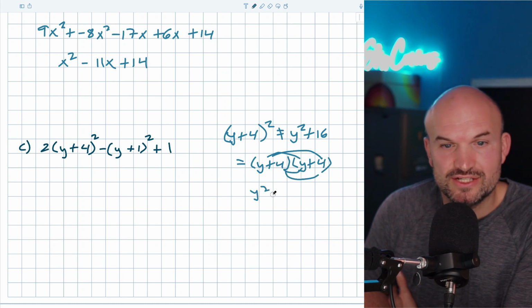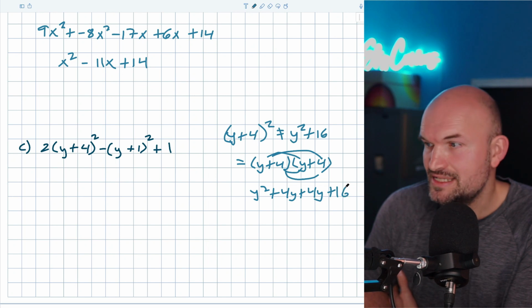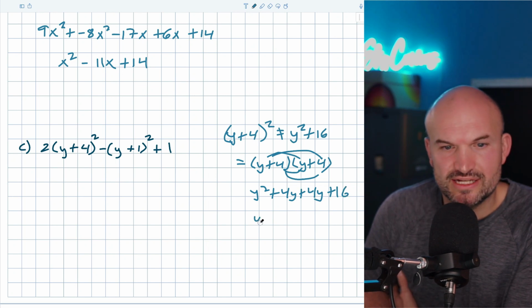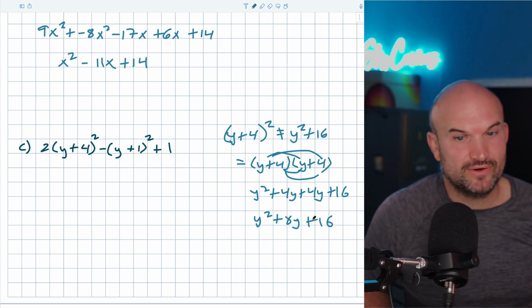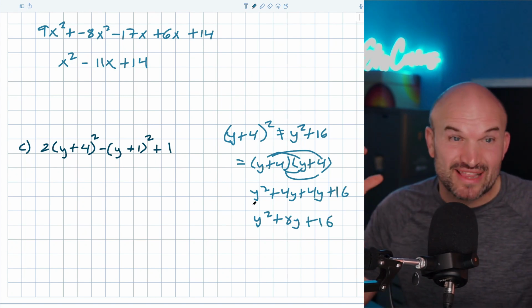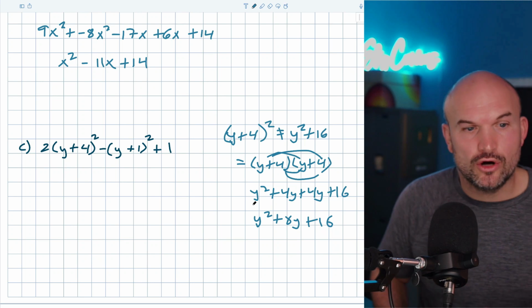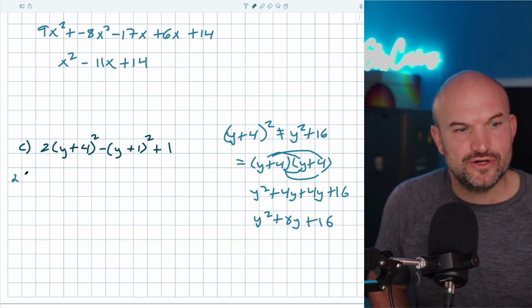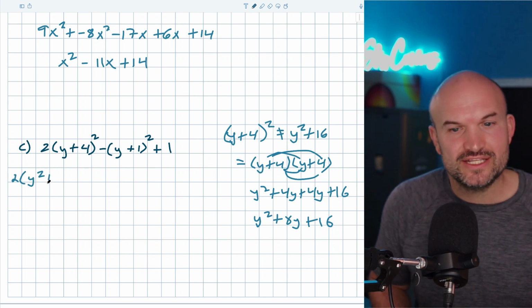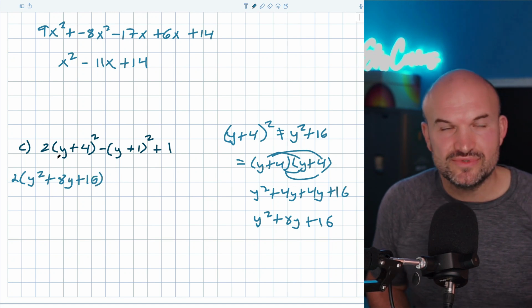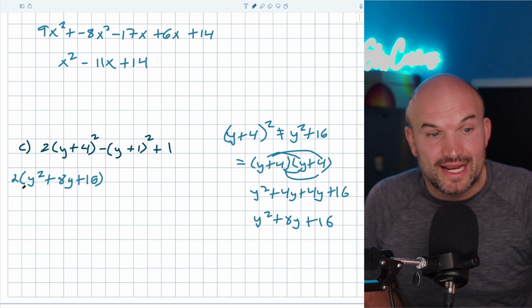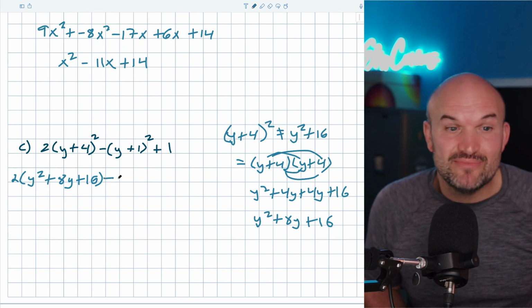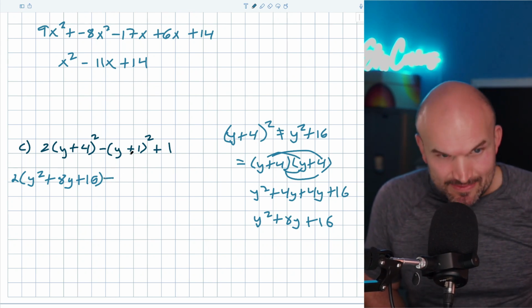And what we get is y squared plus 4y plus 16. Therefore, that's going to be y squared plus 8y plus 16. Okay, so that's very, very important. Now, again, remember, that's still inside the parentheses. So the way that we're going to write this would be like 2 times y squared plus 8y plus 16. Okay, so now we already expanded it, but we still need to multiply everything by 2. And that's going to be minus, we got to expand this one out.